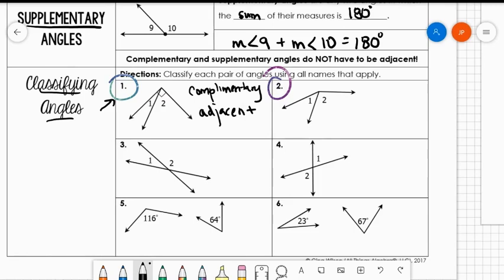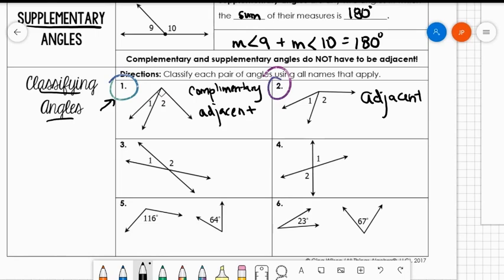Because they share that common side, they share the common vertex, so I can say that as well. If I look next door at number 2, the only thing I can say about them is that they're adjacent, because I don't really know anything about their measures. I don't know what they add up to. I just know that they're right next to each other.